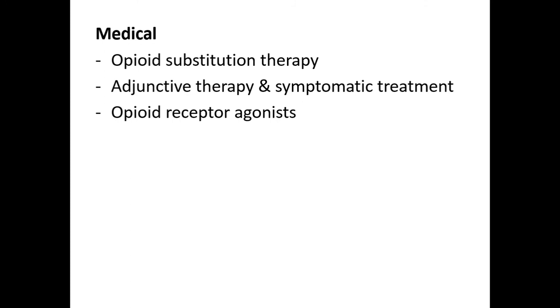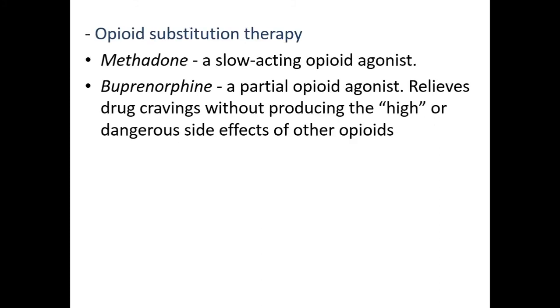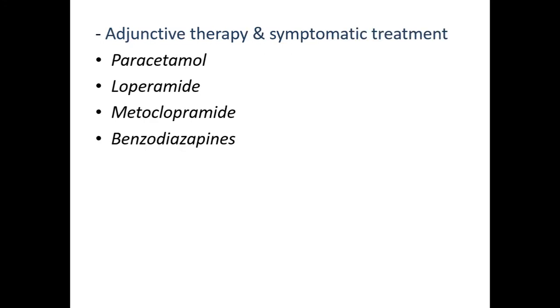We give methadone, especially in a psychiatric hospital. They will send you to the psychiatric hospital, and there they will be treated with methadone therapy. Adjunctive therapy and symptomatic treatments are available. Opioid receptor agonists are also there. For substitution therapy, methadone is a slow-acting opioid agonist. Then buprenorphine is another medication, a partial opioid agonist, but basically we are using the first one, methadone.